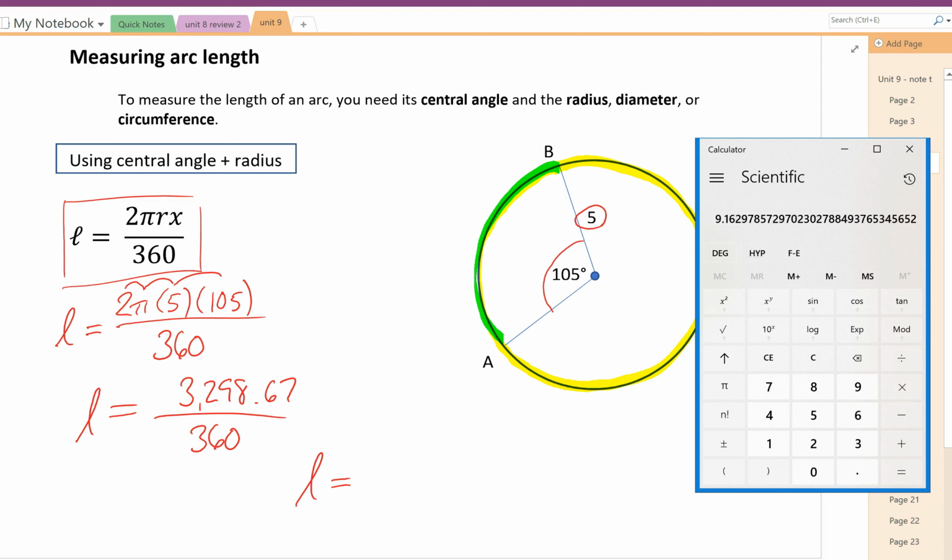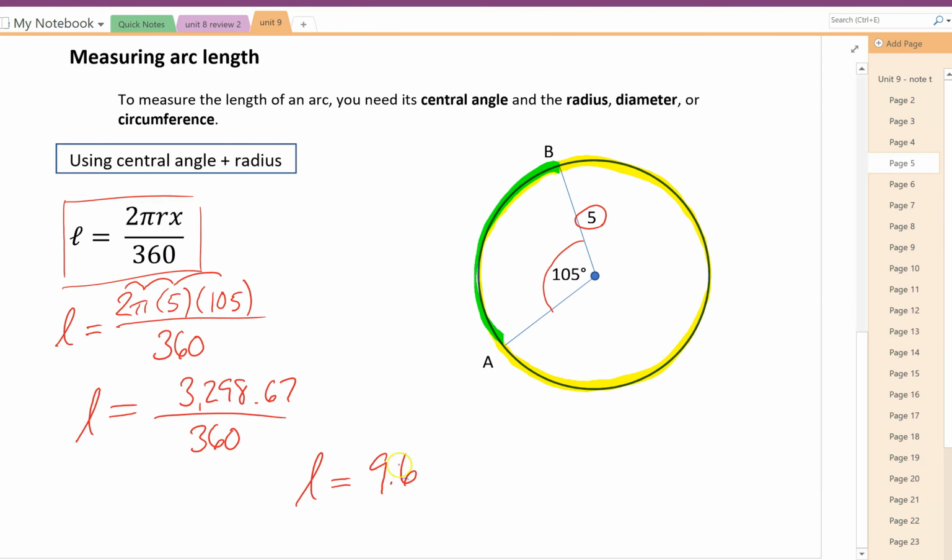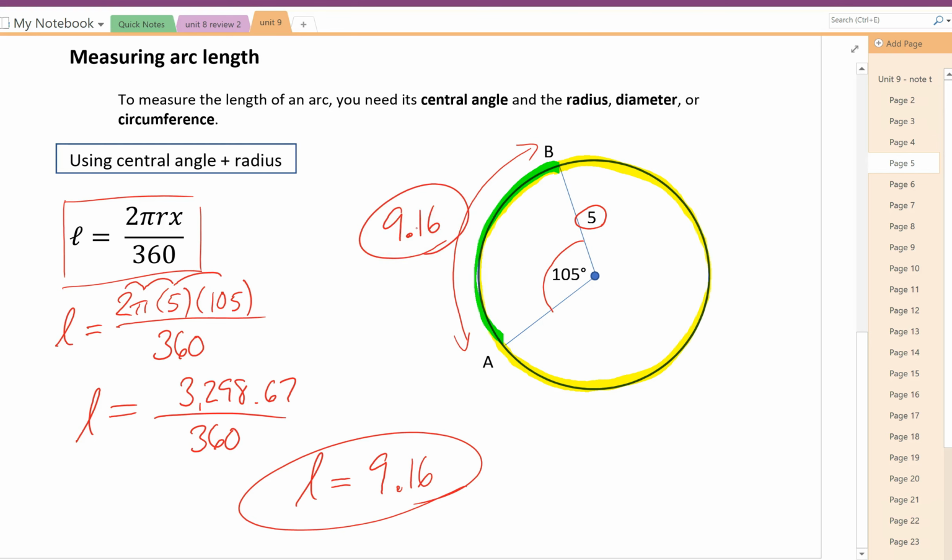So the answer here is 9.16. So the length from here to here, if the radius is 5 and the central angle over which this arc travels is 105 degrees, the length of this part of the arc, or this part of the circumference really, would be 9.16.